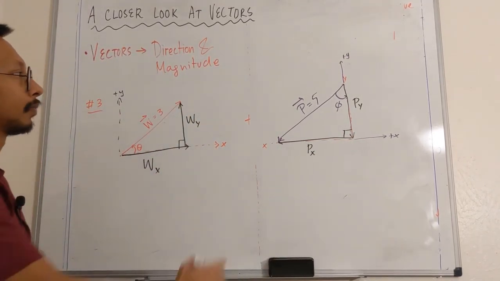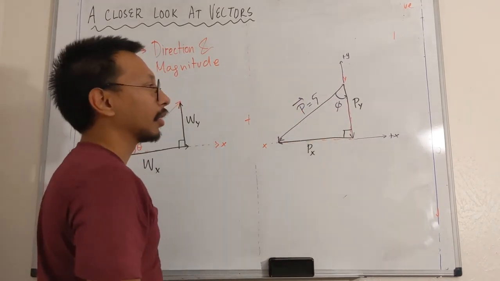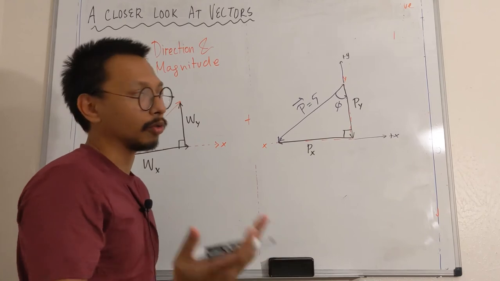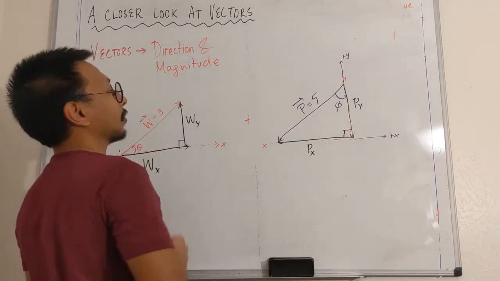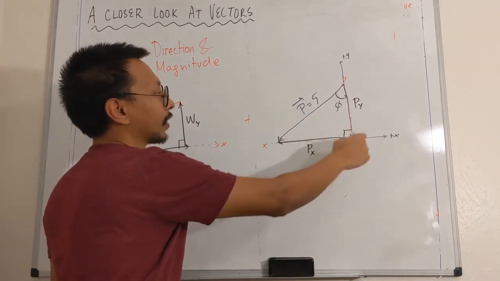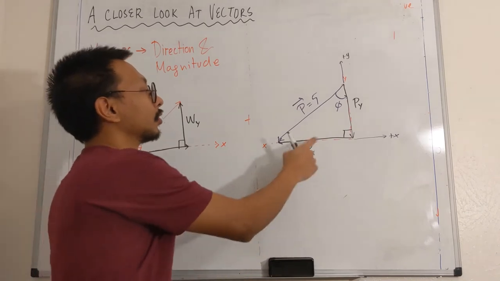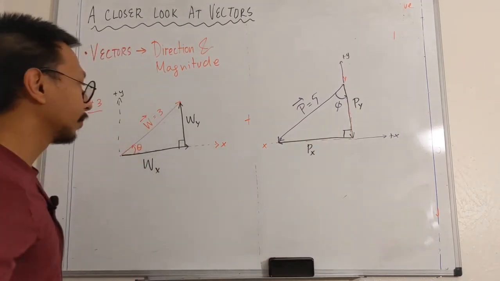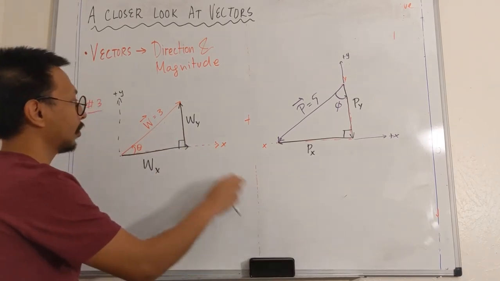Now, since we know this angle can be anything that will be given to you or you'll be asked to find it, it doesn't matter. This angle can be anything, this angle can be anything. So we'll use this angle and the fact that this is a right angle triangle and use simple trig relations to get px and py. Okay, so let's say we want to find wy.